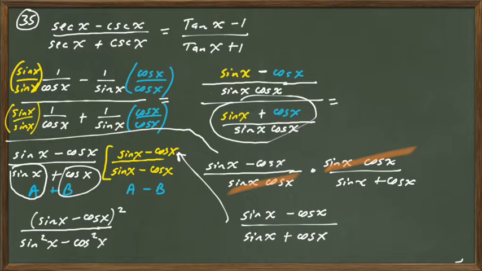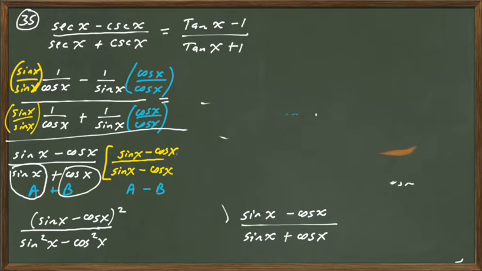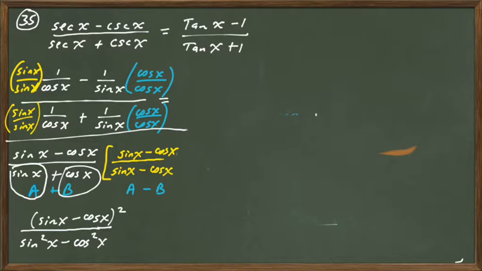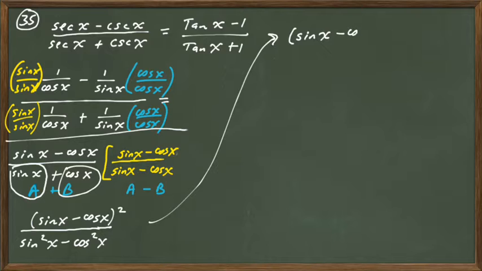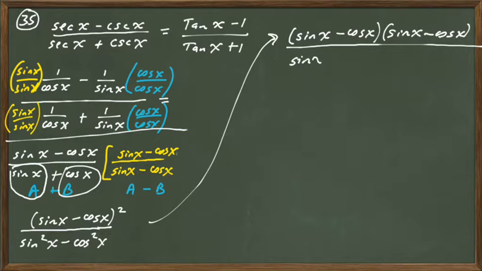So we're going to clean this up a little bit further. I'm going to erase some to see what we can do with this. I need to make a little room. So bring this up. If I square that, does that mean times itself? Sine x minus cosine x times sine x minus cosine x. And how does the bottom factor as the difference of squares? Sine x plus cosine x and sine x minus cosine x.